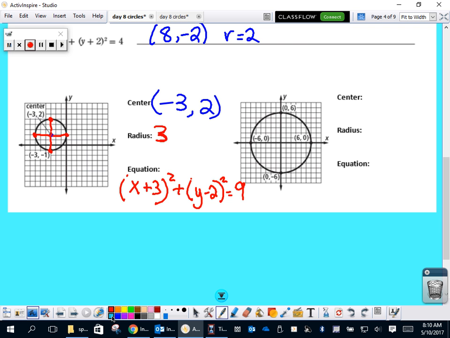Next one, what's my center? It'll usually be marked. So what's that center? 0, 0, radius, out to 6. Equation, we can just do x squared plus y squared equals r squared, which is, what's 6 squared? Good. Okay?